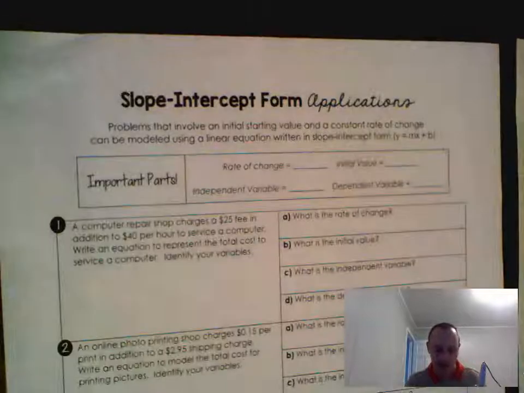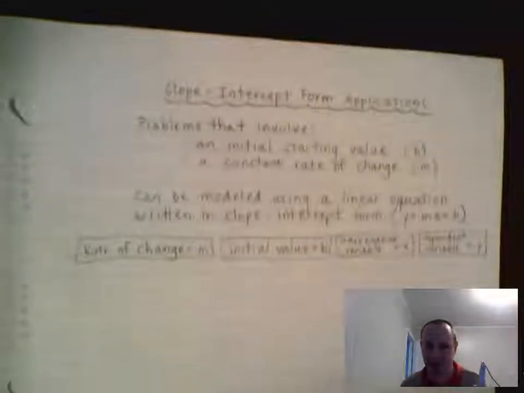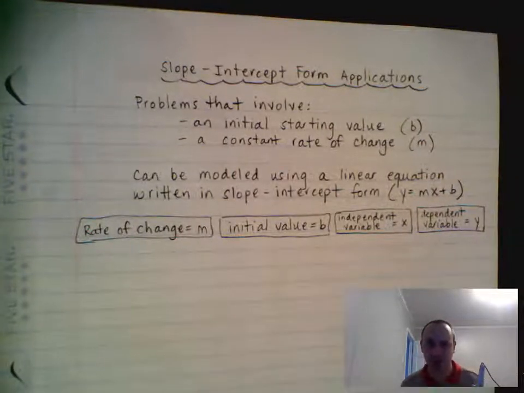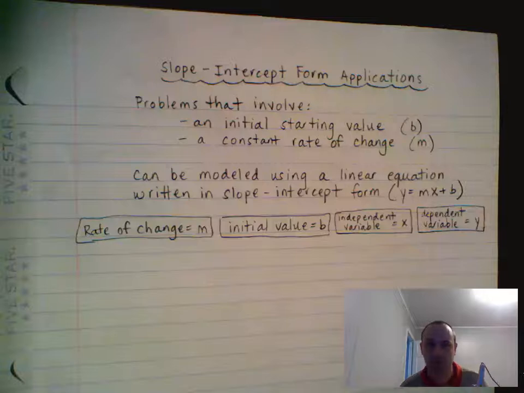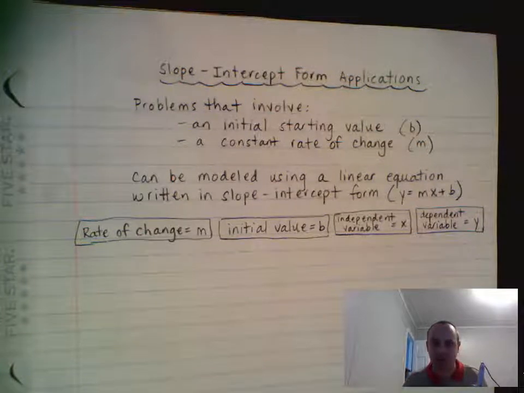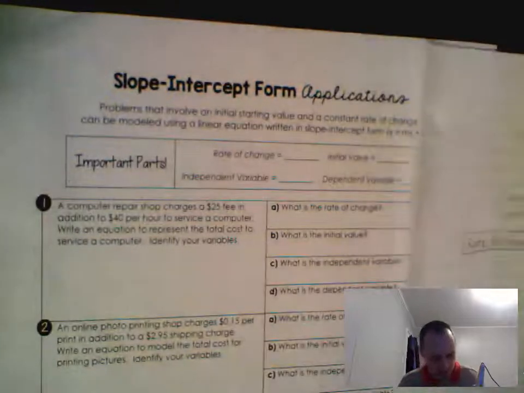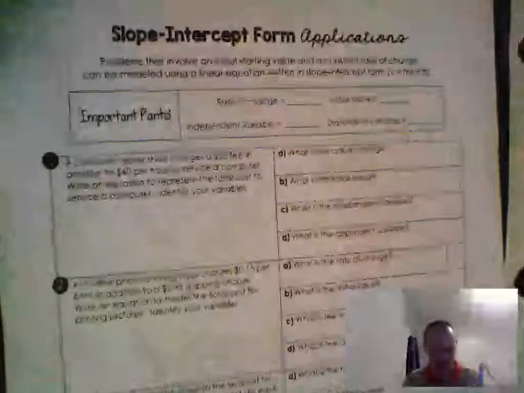If you don't have the printout, could you take a minute? I'd like you to pause this video for a minute and write down these notes. These notes are important. All I have is math. Okay, so once you've written down those notes, we're going to go ahead and do these problems here together.